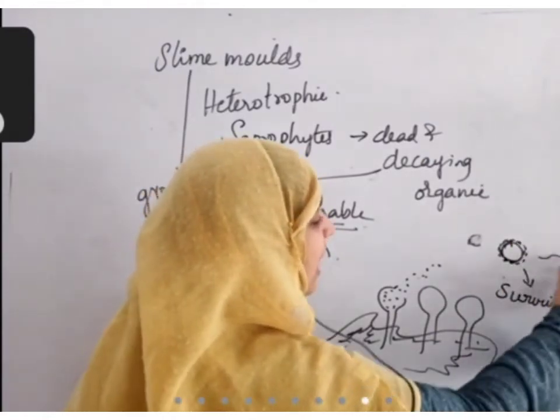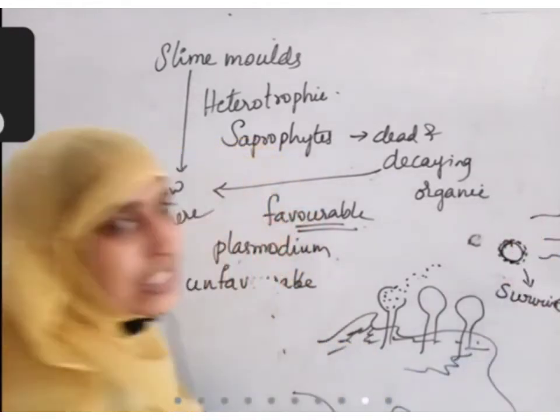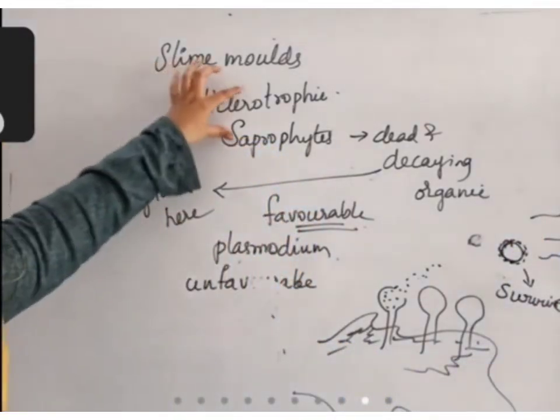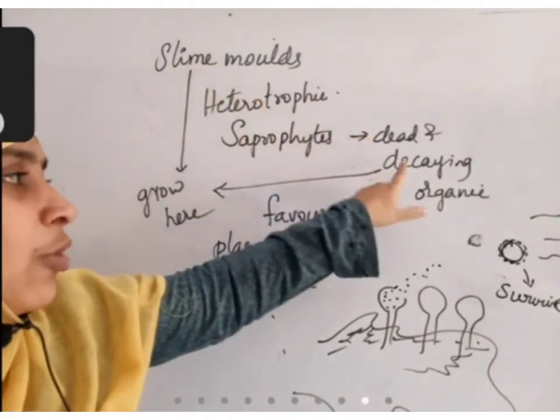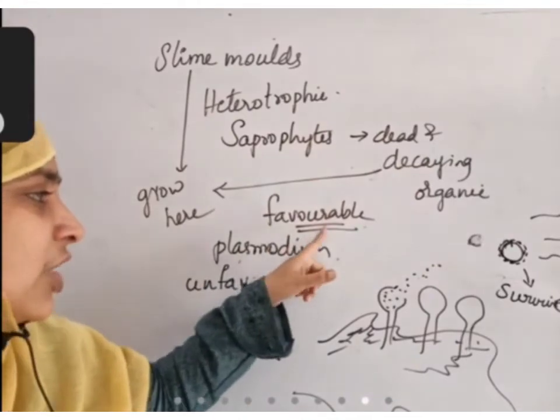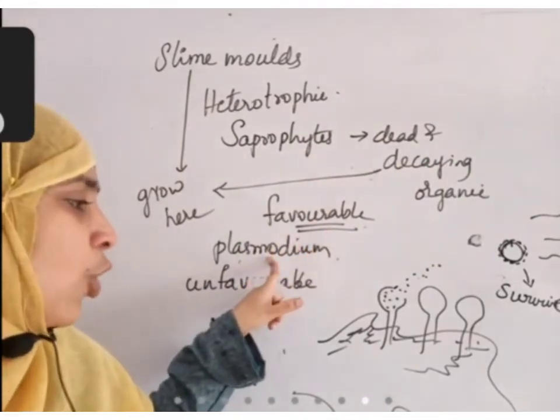They can easily be carried by air, so they easily spread in all directions. That is about slime molds. Slime molds are heterotrophic, saprophytic. They grow on dead and decaying organic matter, and when the climatic condition is favorable, they grow into plasmodium.